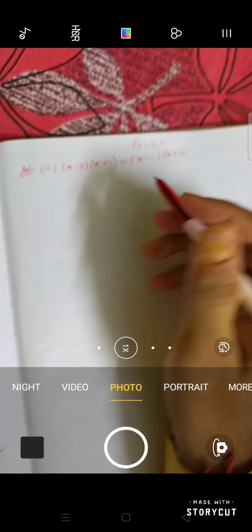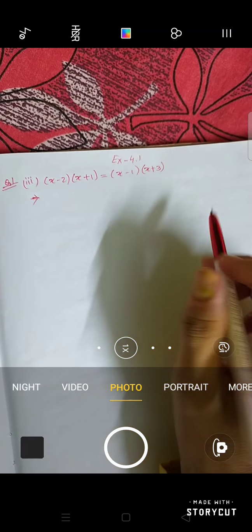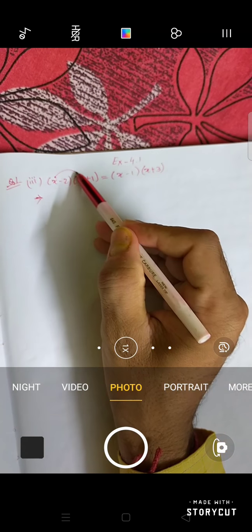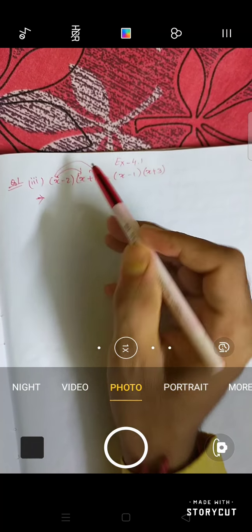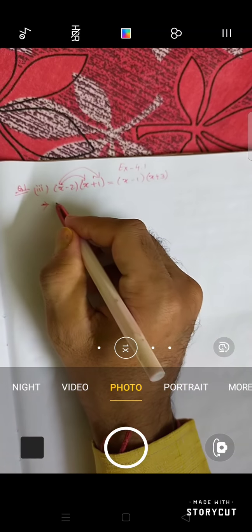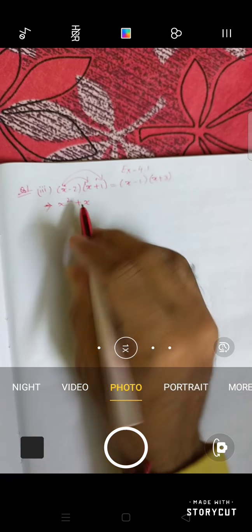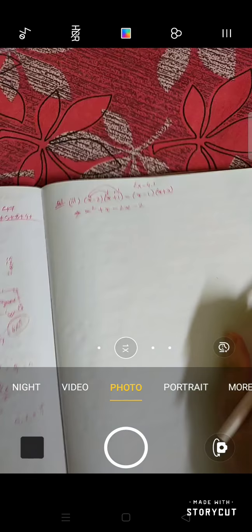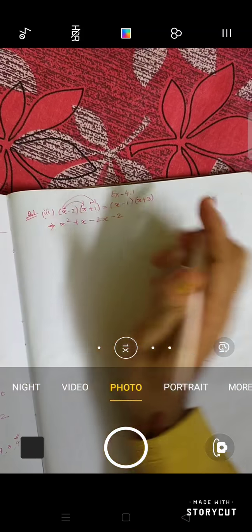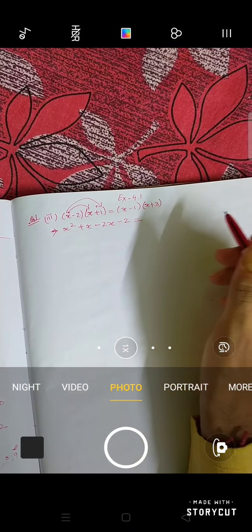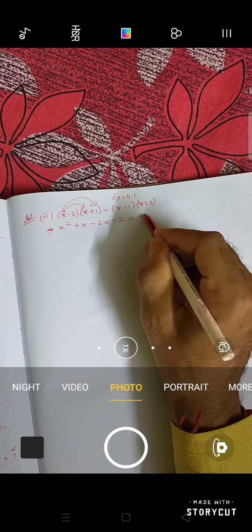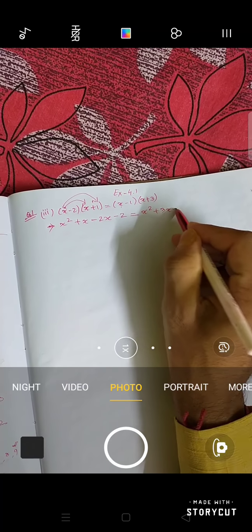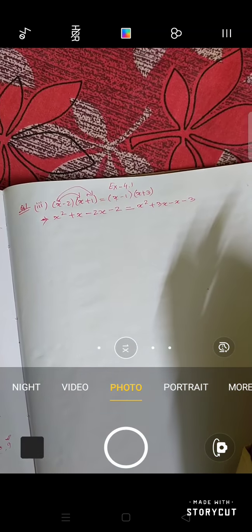So we need to identify whether they are quadratic equations or not. How to identify? We will solve this. We'll remove this bracket. You already know that the first number will be multiplied by both these two, then the second also will be multiplied by both. So I'll write x square plus x, then minus 2x minus 2. Any problem? The same technique we will apply to the right hand side also. So this will become x square plus 3x minus x minus 3. Any confusion?